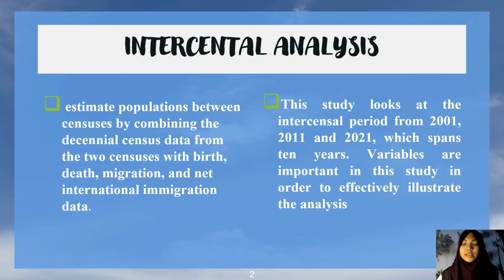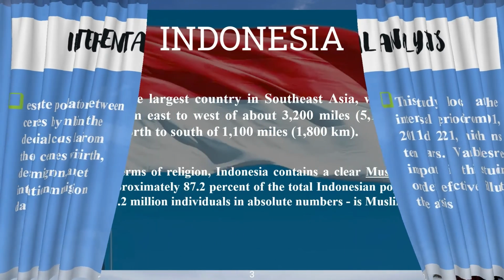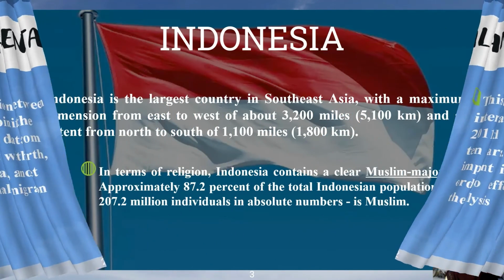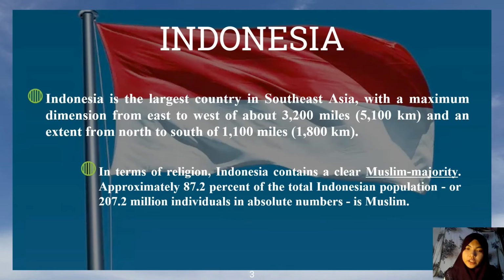But before we discuss the analysis, let's have a quick discussion about the general overview of my chosen country, Indonesia. Indonesia is the largest country in Southeast Asia, with a maximum dimension from east to west of about 3,200 miles and an extent from north to south of 1,100 miles.